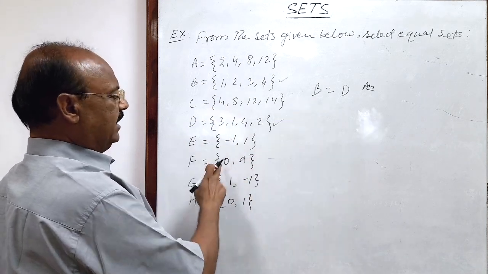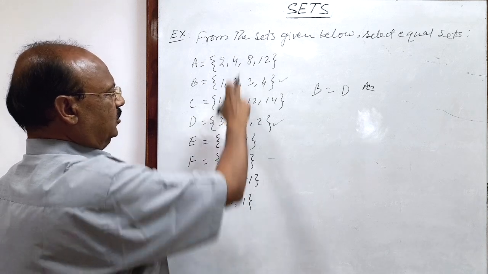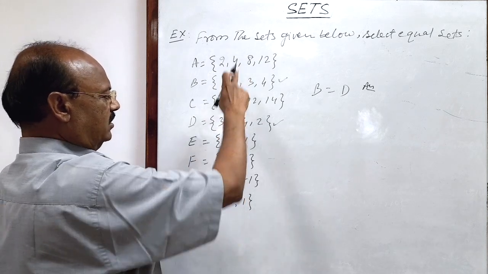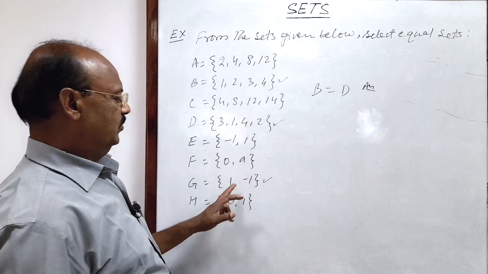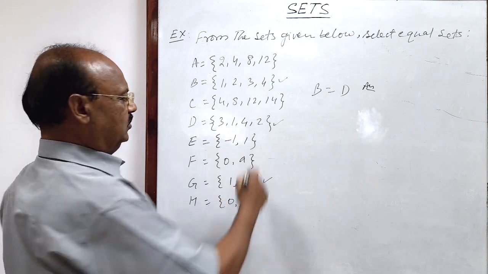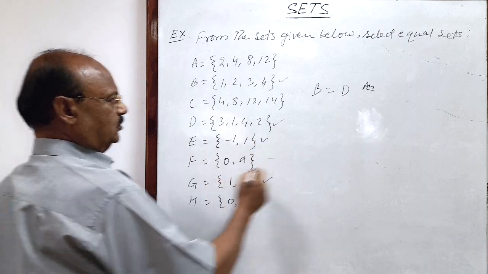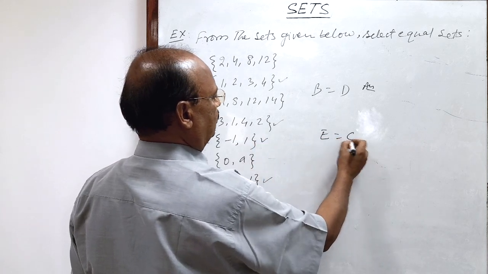Set E has elements minus 1 and 1. You see all the sets. Where are the elements minus 1 and 1? You see here minus 1 and 1. So these two sets are equal. So set E is equal to G.